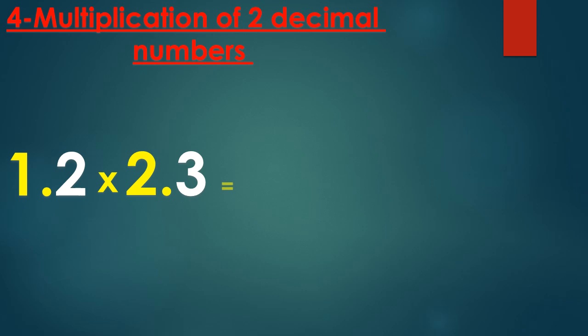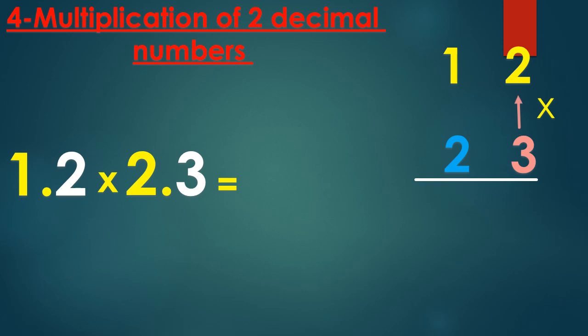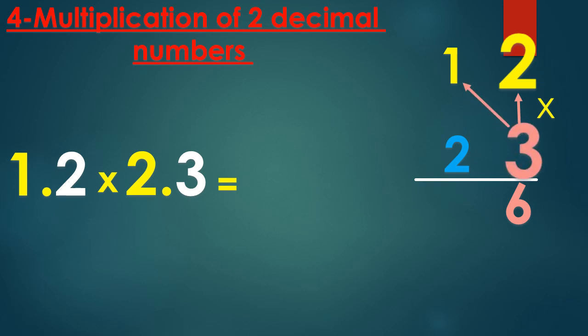So, we multiply 12 by 23. We start from the right. 3 multiplied by the 2 is 6. 3 times 1 is 3. The first line is 36.